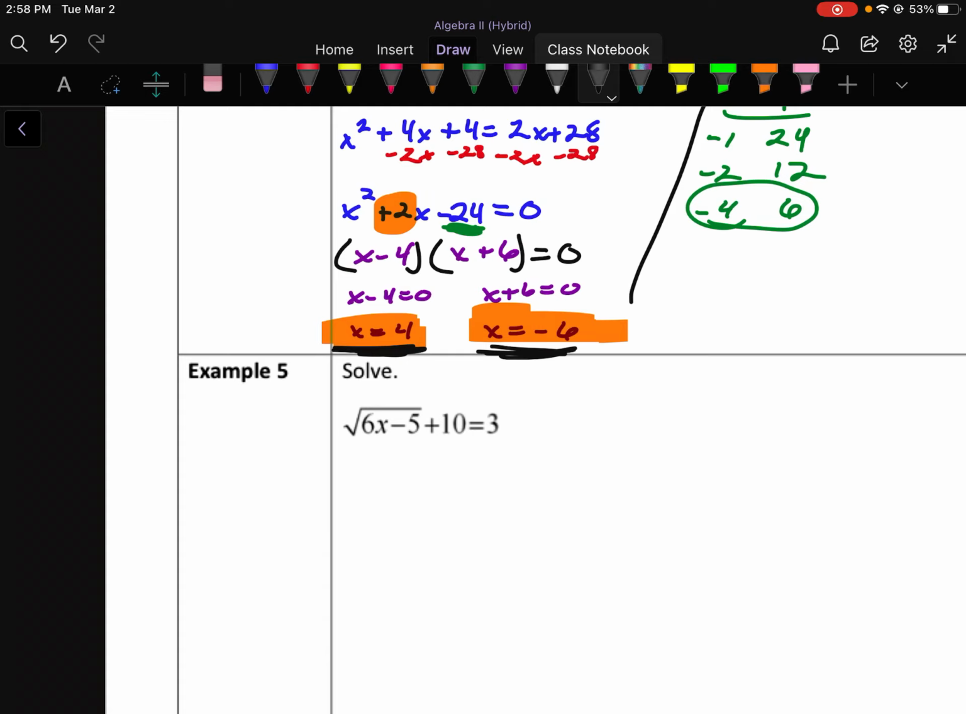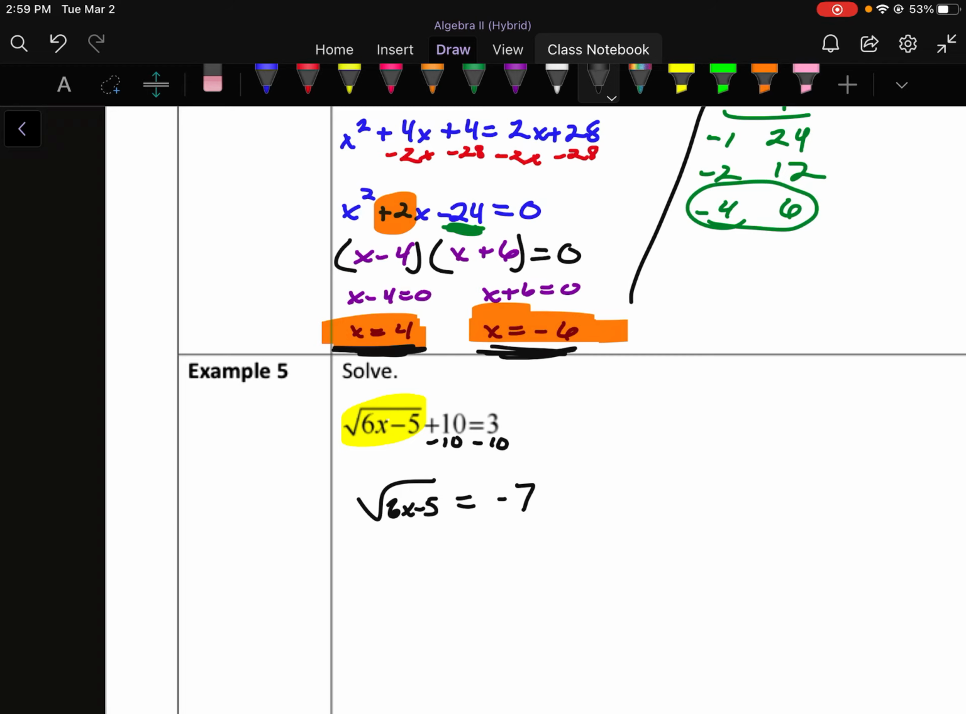The square root of 6x minus 5, plus 10, equals 3. So again, the goal is to isolate the radical. So the square root of 6x minus 5, if I subtract 10, I get equals negative 7. So this is a little bit tricky here.